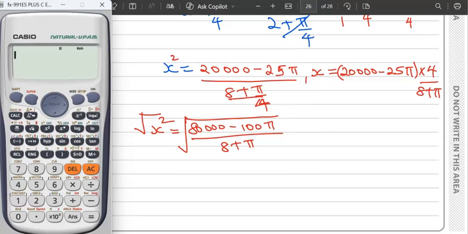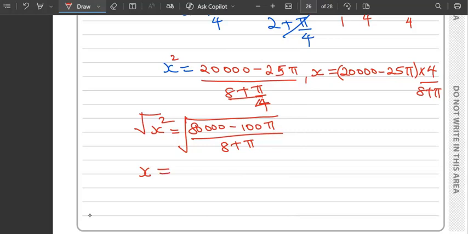So the first thing we can do, maybe we can simplify first. So this one will be 80,000 minus 100 pi, this one divided by, in bracket, 8 plus pi, and this gives you, yes, so we are getting the value of x squared as, we can say x squared is approximately, because we are just approximating, x squared is approximately 7,152.1, the same thing as what we got from the calculator.